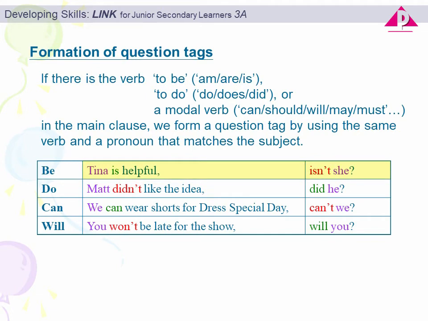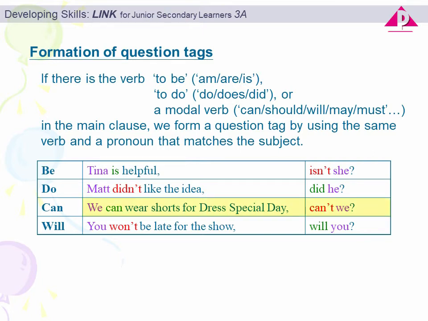Tina is helpful, isn't she? Tina is replaced by she, and the positive verb is replaced by the negative isn't in the question tag. Matt didn't like the idea, did he? First, Matt is replaced by the pronoun he, and the negative didn't is replaced by did, which is positive, in the question tag.